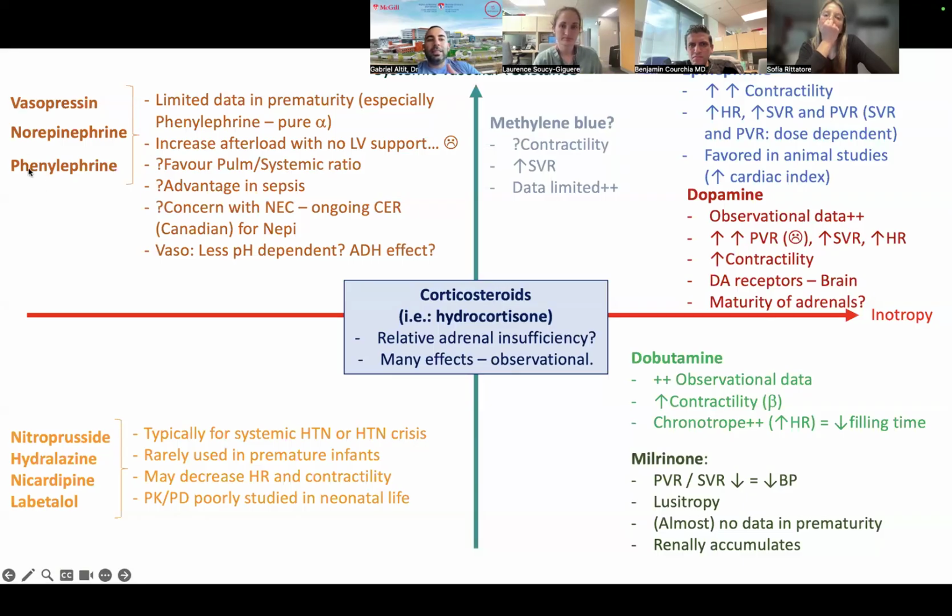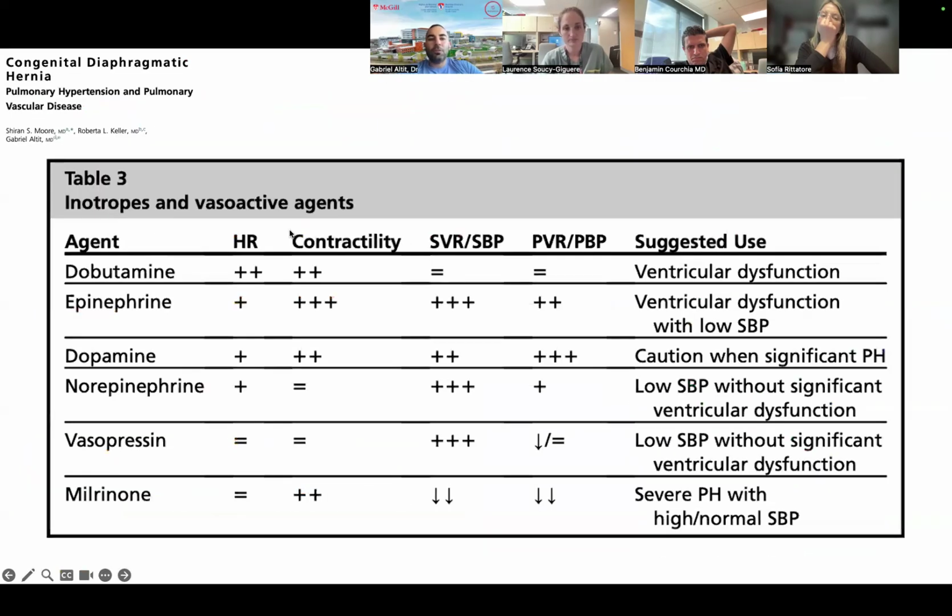But remember that these agents, vasopressin, norepi, phenylephrine, will increase your SVR, but will not necessarily improve your cardiac function. However, if you have really, really, really low diastolic blood pressure, that may really impact your coronary perfusion. And at that point, you may need to support a bit your diastolic pressures by having a bit of norepi or vasopressin once you rescued your cardiac function.